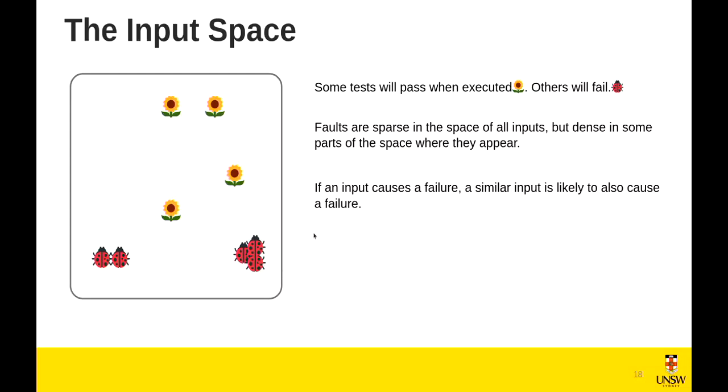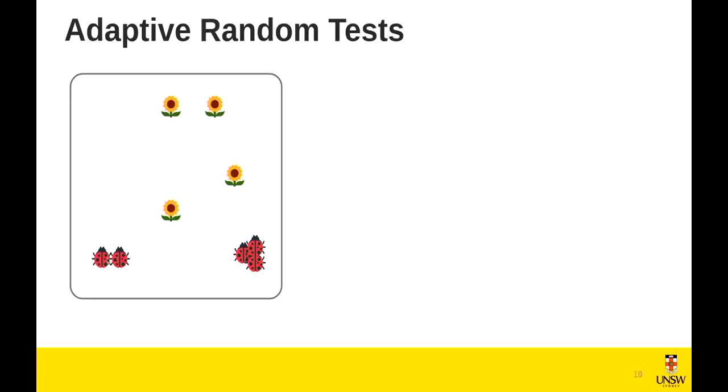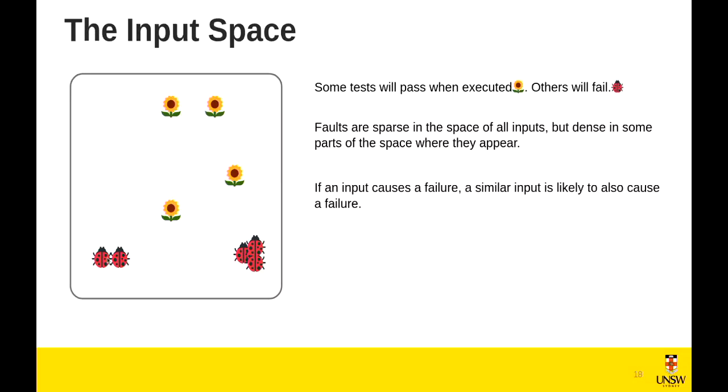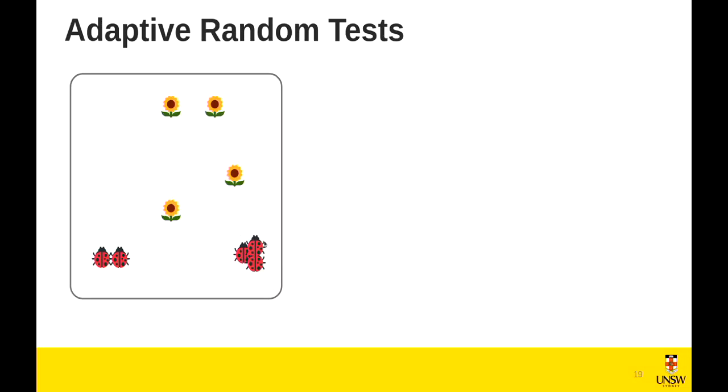So the thing is, for this example here, you just need to know that if an input causes a failure and the inputs around that input will cause failure as well, they might be due to the same reason. And if we just do random testing, because the faults are very sparse, it's not very likely that we can find these bugs effectively. And let's try to think about how we can make it smarter.